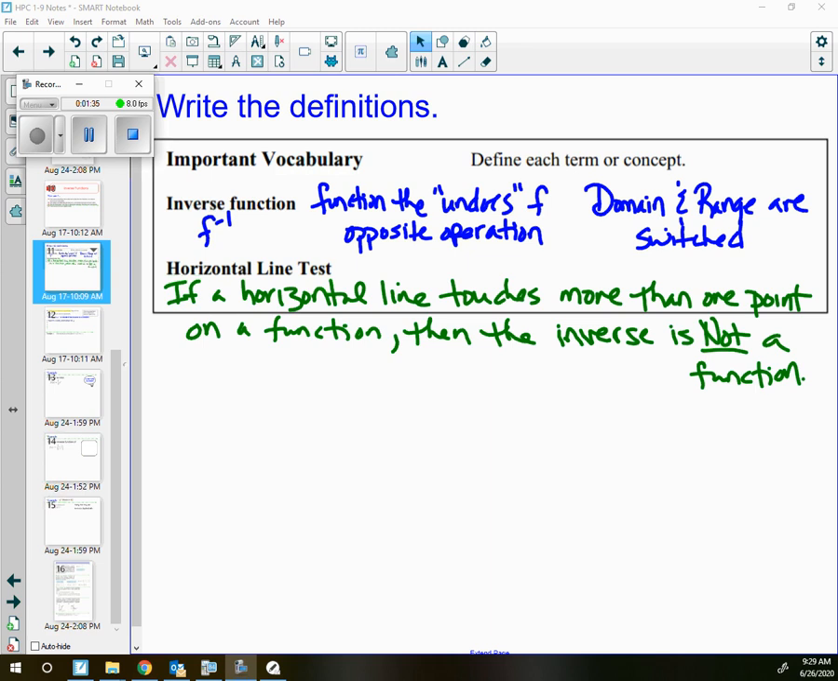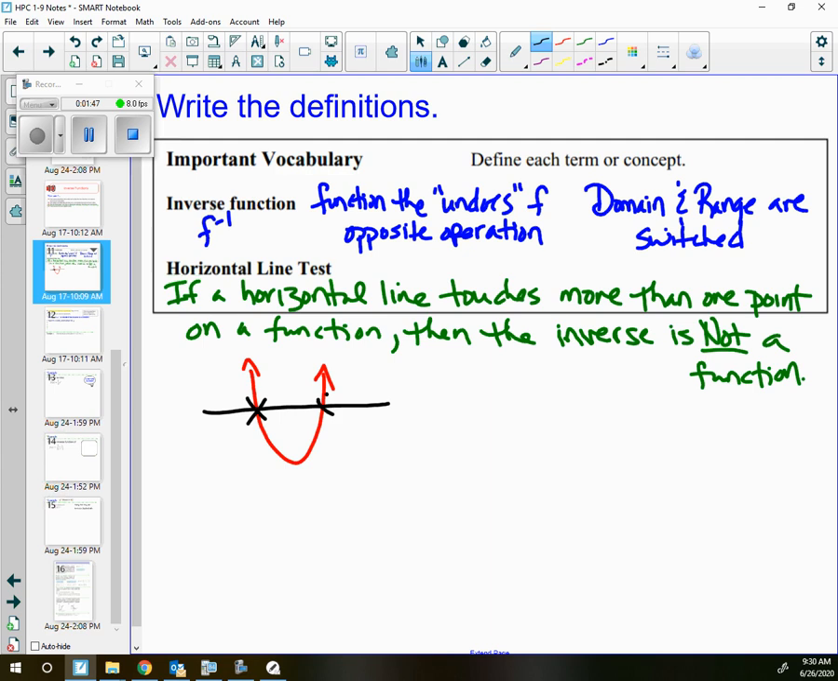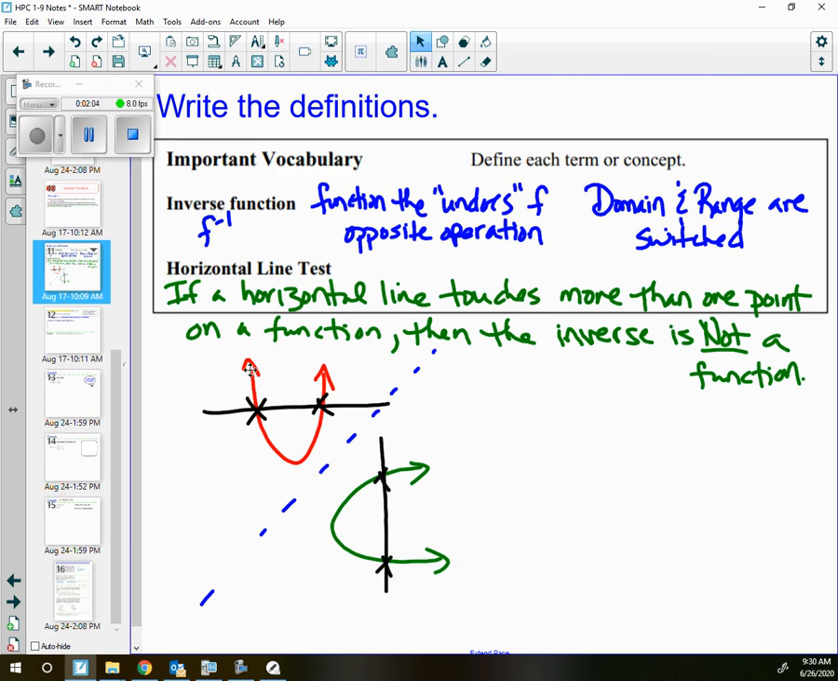Horizontal line test. If a horizontal line touches more than one point on an original function f, then its inverse is not a function. One of the examples we used yesterday was a parabola, remember? If we do a horizontal line test on a parabola, it intersects that parabola at two places. That means when you do the inverse relationship, so remember we have that relationship over y equals x, it's that reflection. When we look at that inverse relationship and we do the vertical line test, it's going to touch more than one point because remember we're switching the x's and the y's. So if there's two y's on the original, there's going to be two x's on the inverse, not a function.